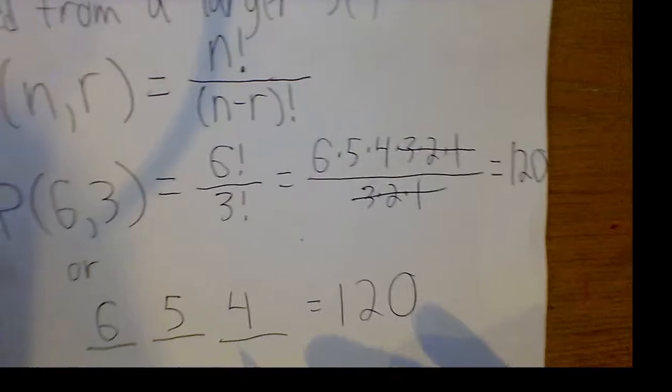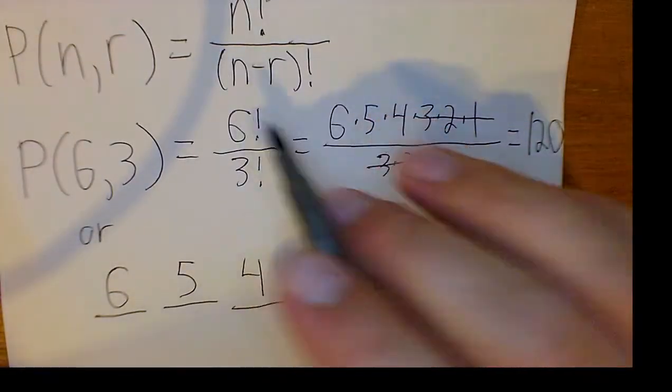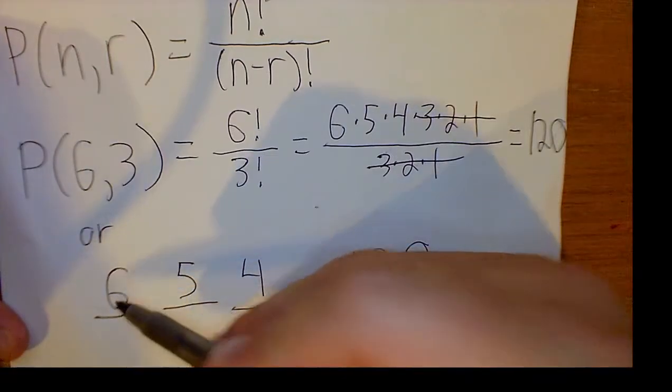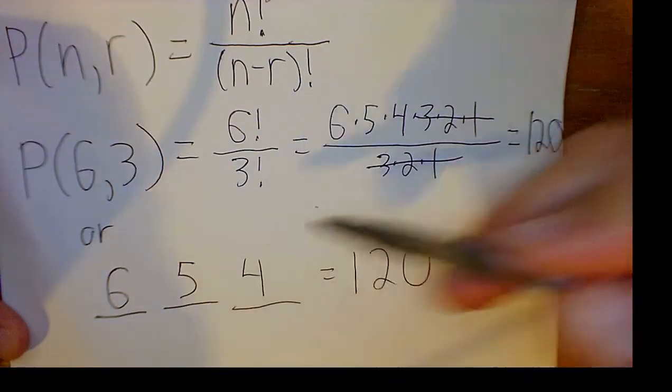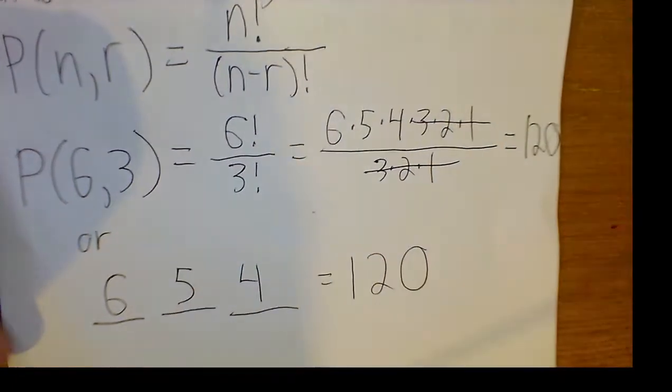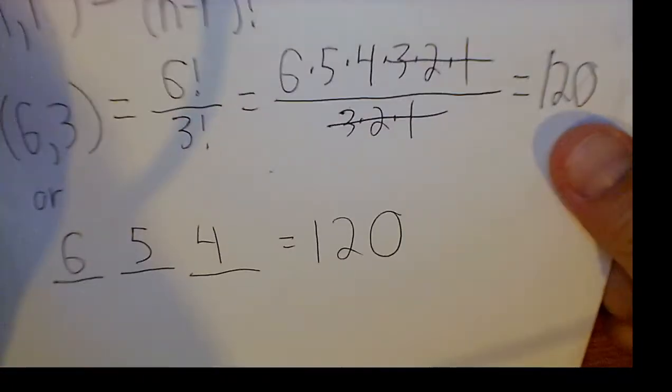Or if you thought of this as slots, you could just say, okay, there are 3 slots and 6 people to choose from. In the first slot, there are 6 choices. In the next slot, there are 5 choices. In the next slot, there are 4 choices. 6 times 5 is 30. 30 times 4 is 120. Easy enough. Well, let's move on to some word problems here.